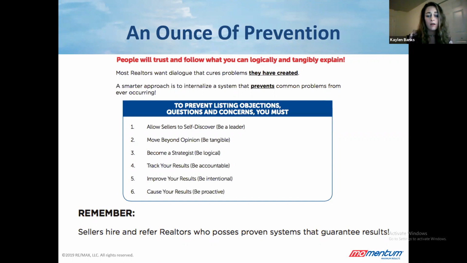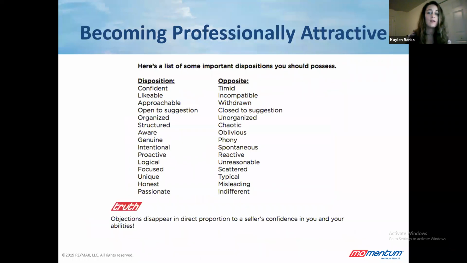Let's talk about being kind of professionally attractive. That's a good thing to talk about with this class. These are some important qualities to become professionally attractive, but why do we want to be professionally attractive?